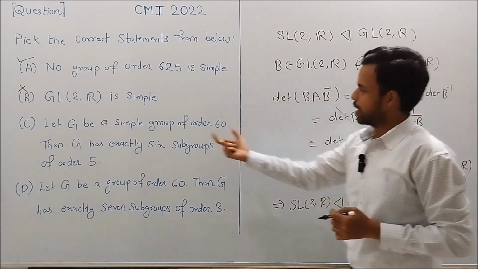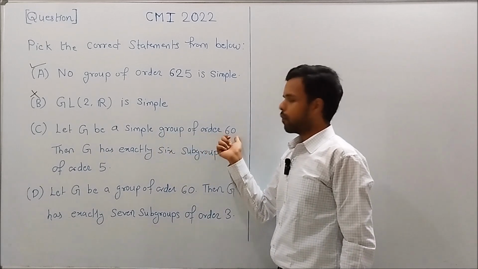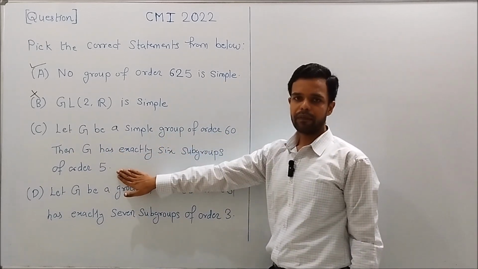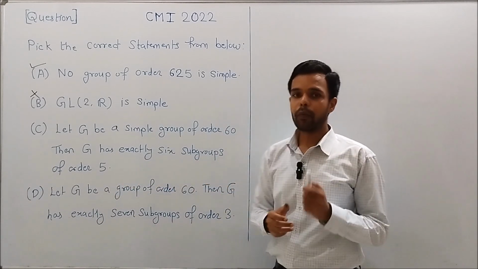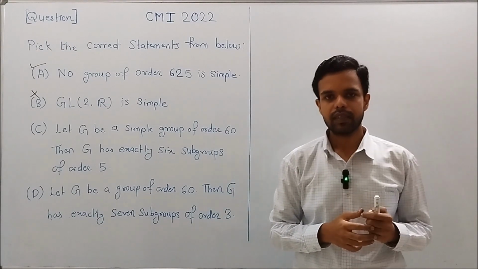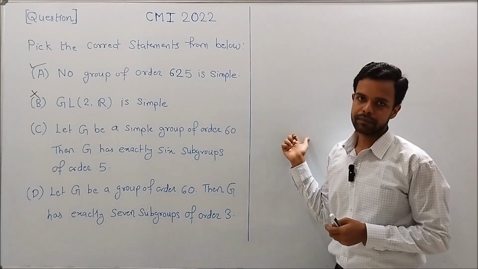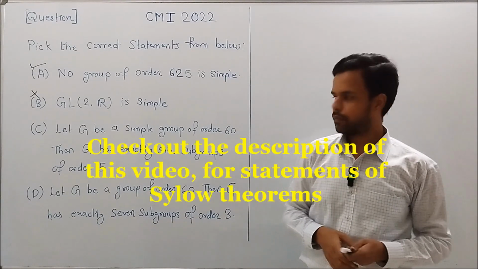Now let us move to the third statement. Statement C is: let G be a simple group of order 60, then G has exactly 6 subgroups of order 5. Is this a true statement? Yes, this is a true statement. To prove it, we will use Sylow theorems. Due to the length of the video, I will not write the statements of the Sylow theorems here. To see them, you can check out the description of this video.